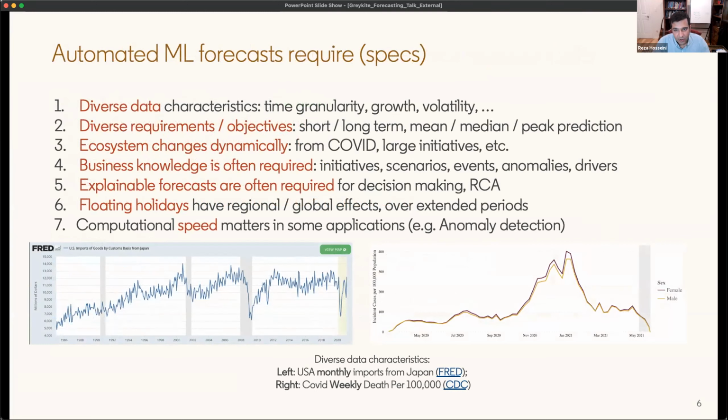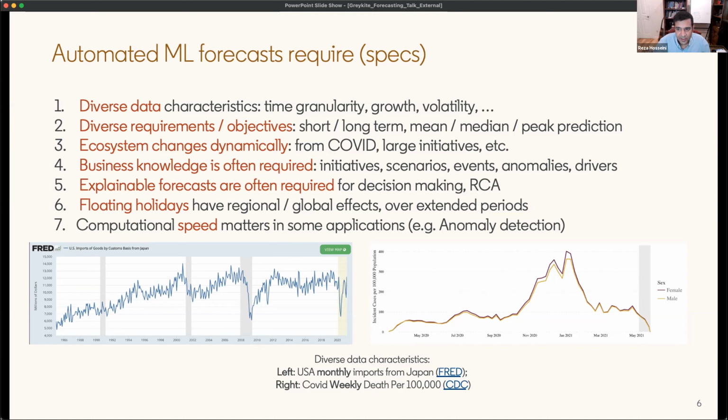Now, when we want to build an automated forecast or automated machine learning forecast that works for the whole company, or at least for most of the use cases, there are a lot of specifications that we have. Basically, we have diverse data. You have a couple of examples of public data at the bottom: US imports from Japan is one of the plots on the left side, and the COVID weekly deaths per 100,000 in the US is on the right. Just to show that time series data can have very different patterns.